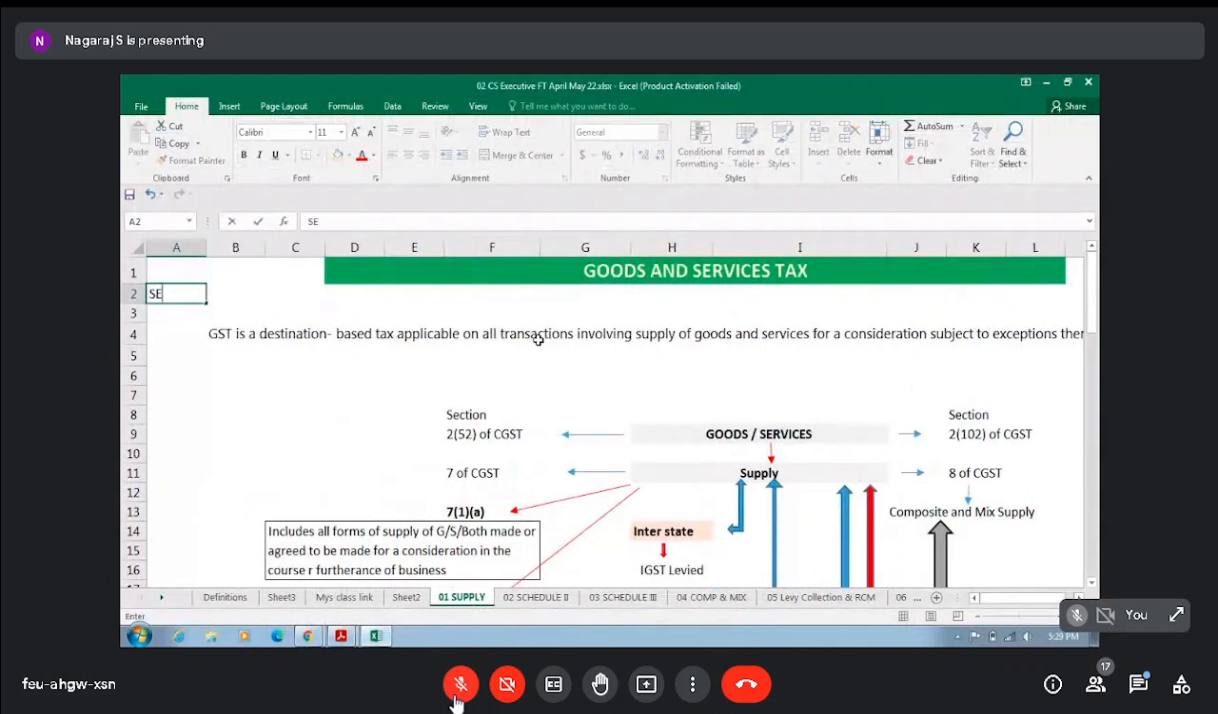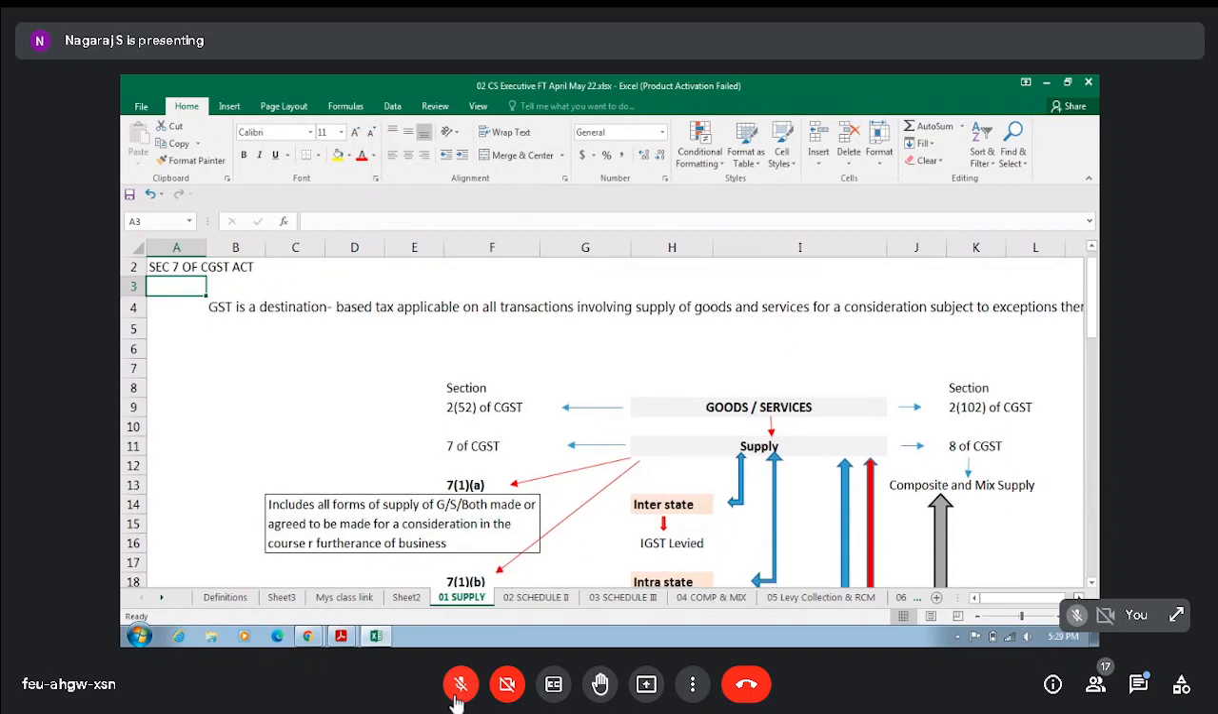Section 7 of CGST Act defines what is supply. Now you will have to be very careful from here. See, I just explained once again. GST is a destination based tax applicable on all transactions involving supply of goods and services for a consideration.